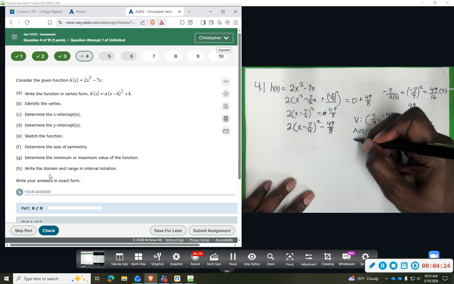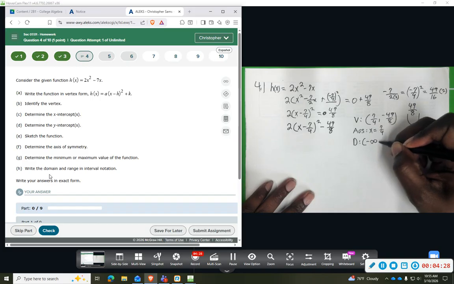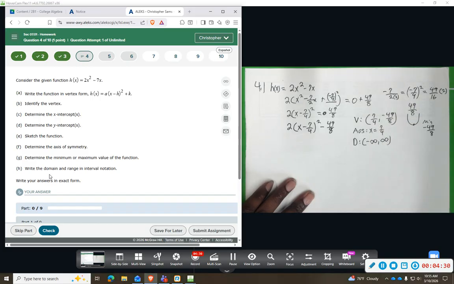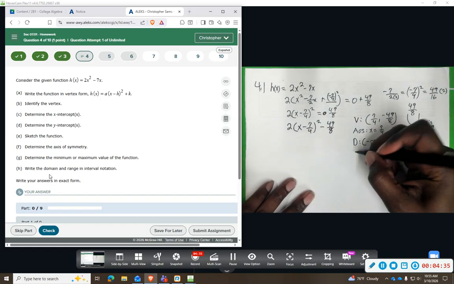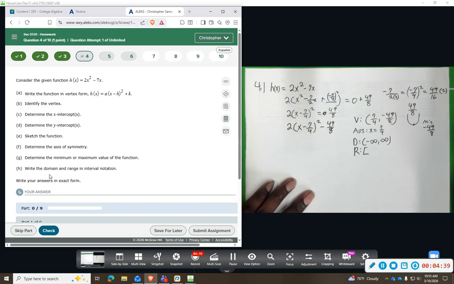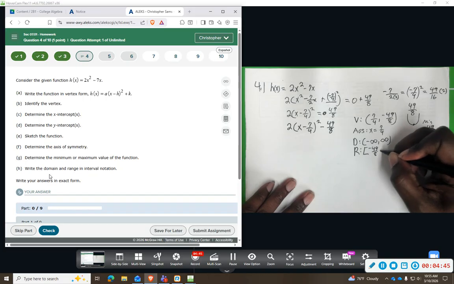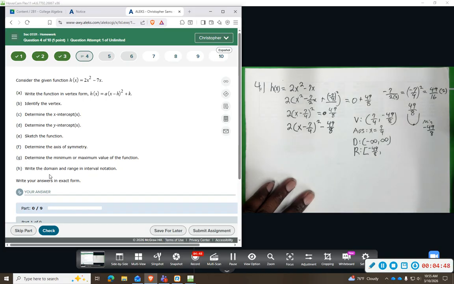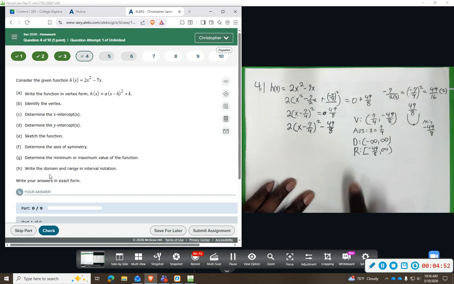Domain is going to be all real. It's going to be the case unless we have a restriction, from negative infinity to positive infinity. Your range starts from a minimum and goes up, this minimum value. So our range will be negative 49 divided by 8 up to infinity. It's going to be in parentheses.